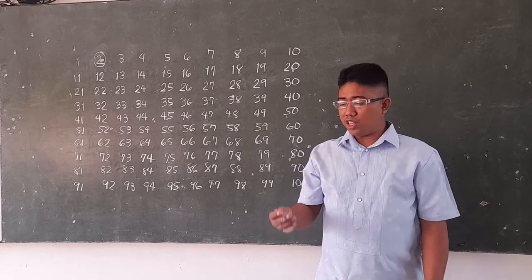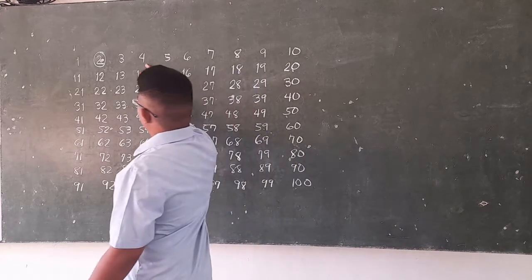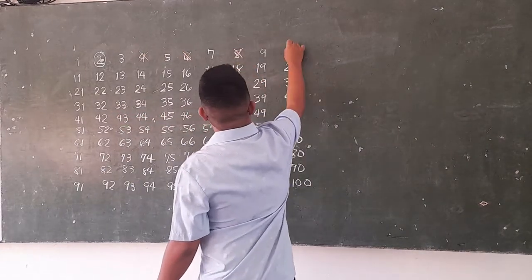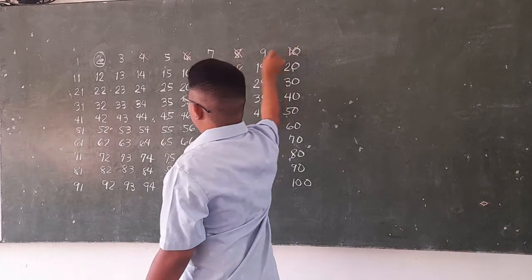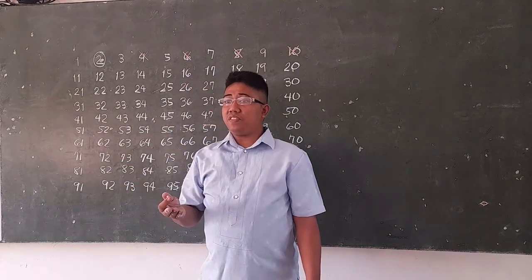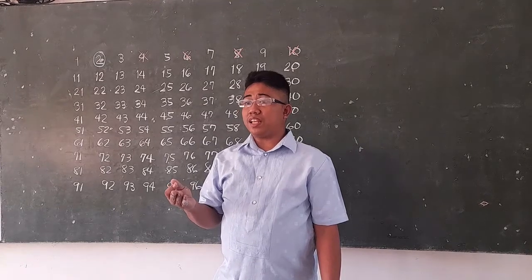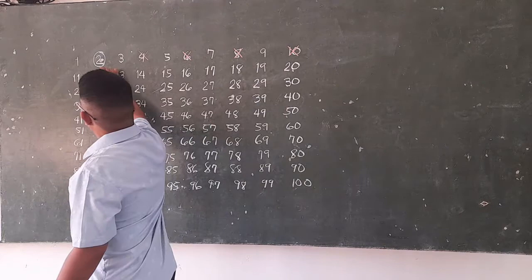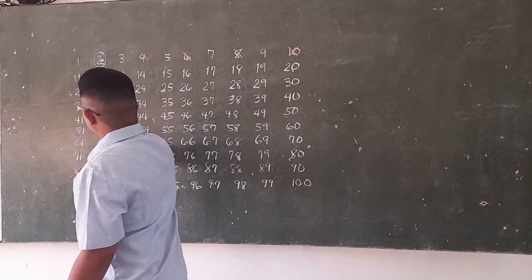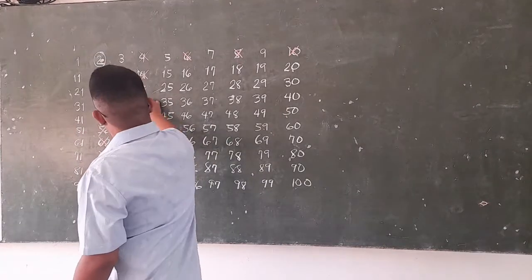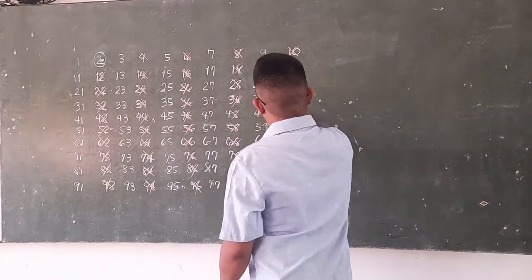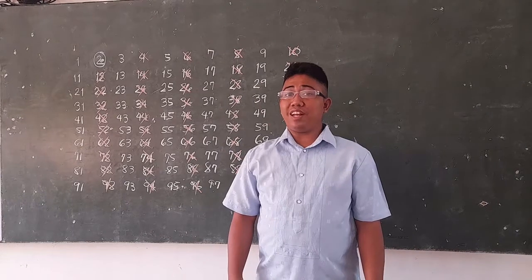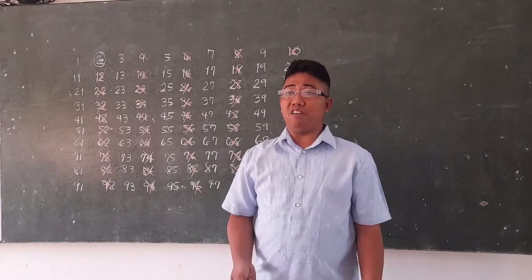So cross out all the multiples of 2. So we have 4, 6, 8, 10. And we notice that all of these multiples of 2 end with 2, 4, 6, 8, and 0. So cross out all of these numbers. Okay, students, now we have already crossed out all the multiples of 2.